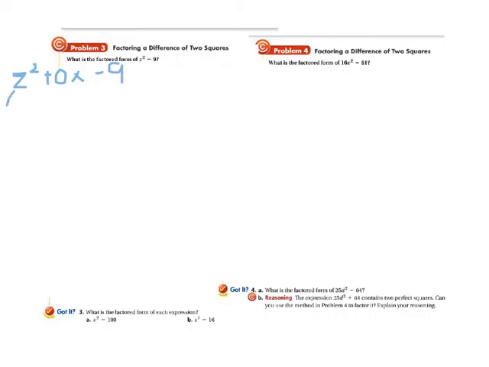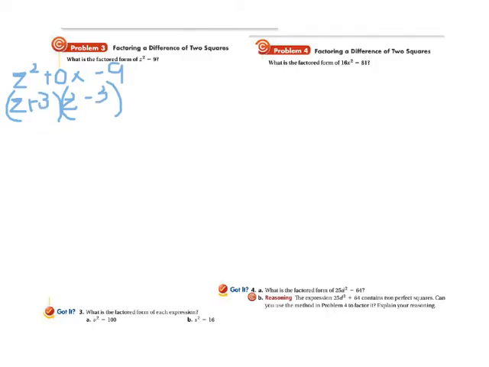So if you did this the way that we've been taught before, we would put a z here and a z here. We would have a plus and a minus, and then we'd say what are two factors of negative 9 that when we add them up we get 0, and that would be 3 and negative 3.